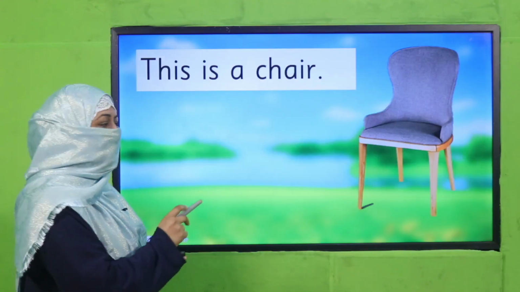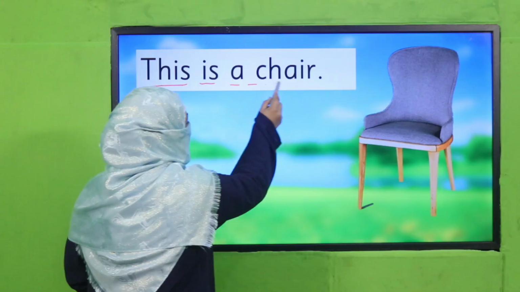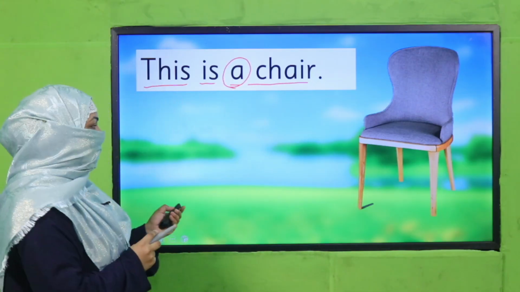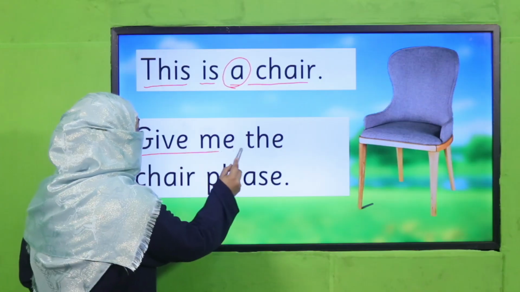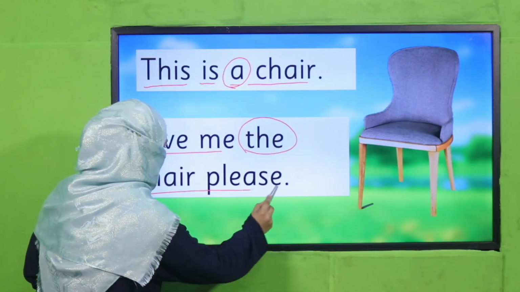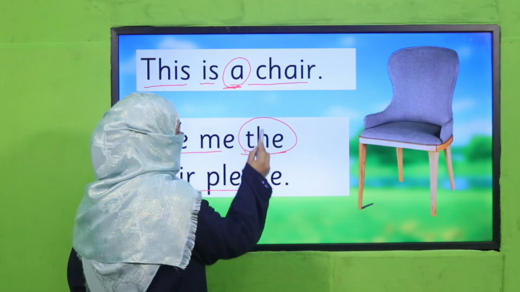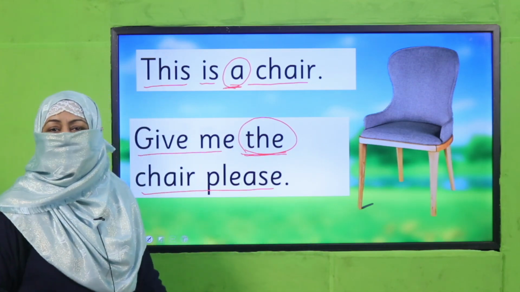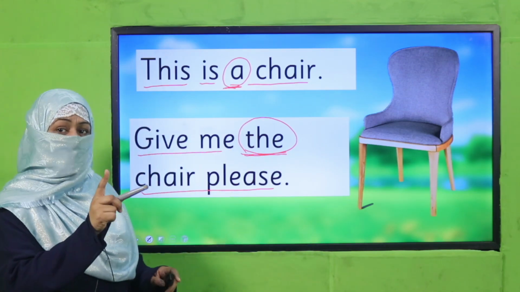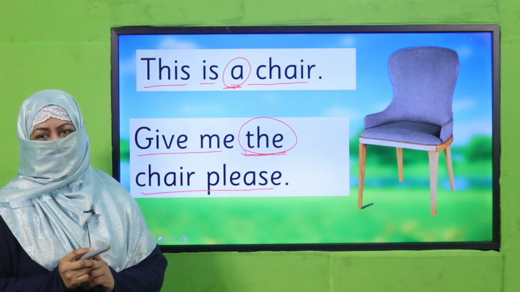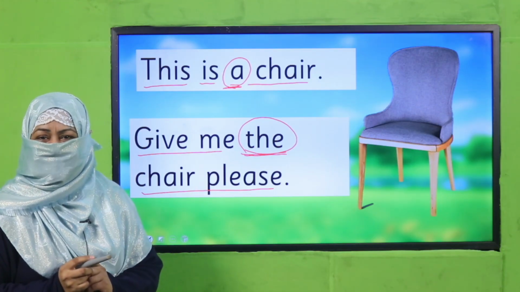The way I told you, when I say this is a chair, this is referring to any chair. But when I say give me the chair, please, now this "the", when I use it, means I'm talking about a specific chair. Give me the chair. The only one I'm pointing to, you should give that to me. Do you understand the difference?